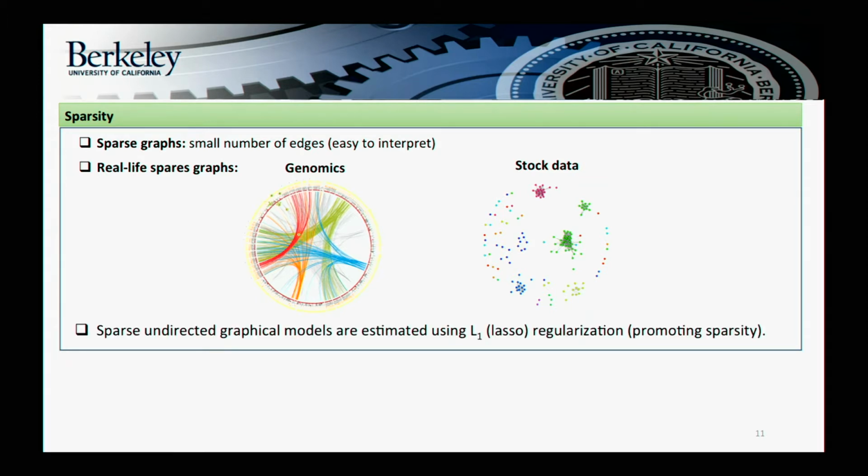Usually, sparse undirected graphical models are estimated using L1 or lasso regularization techniques. Here, L1 regularization promotes sparsity. The idea was popularized around 1996 by Tibshirani at Stanford University.